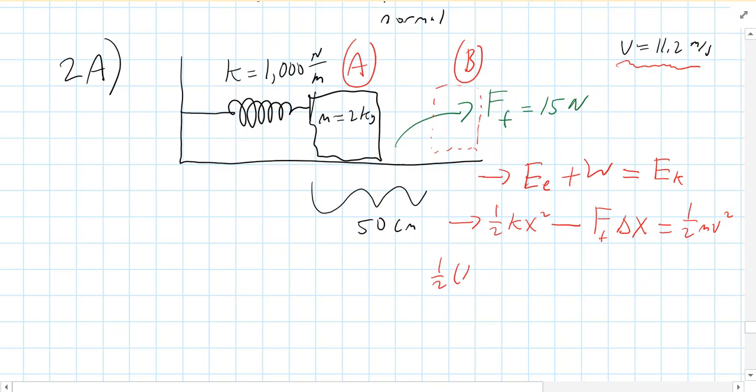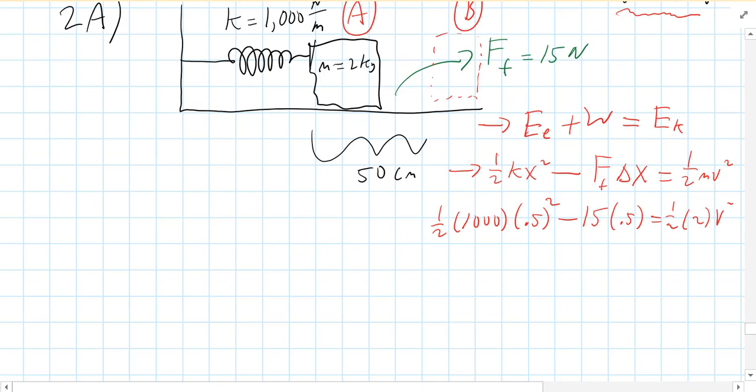So we got 1/2 k is 1,000, and x is 50 centimeters or 0.5 meters, and we have to square the 0.5. The force of friction I gave you to be 15. Delta x is also 0.5. It's how far the book is moved. 1/2, the mass of the book is 2, and then v squared. Now we're just plugging numbers in.